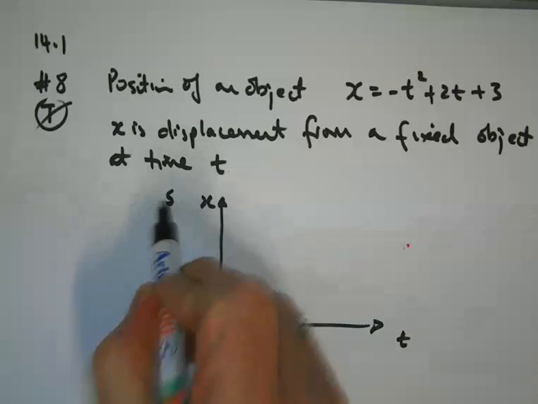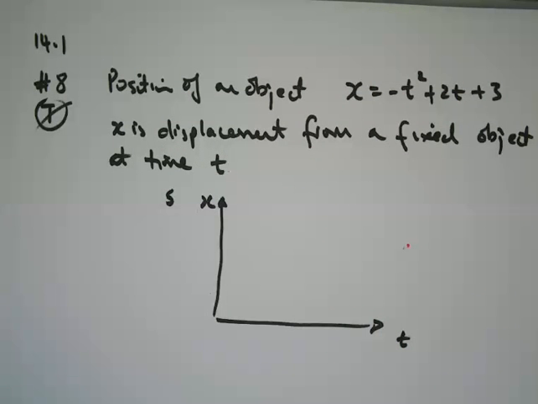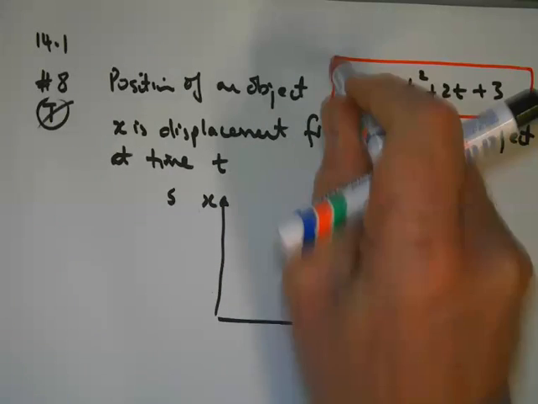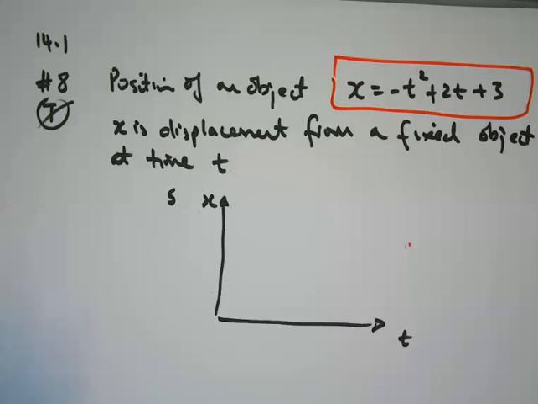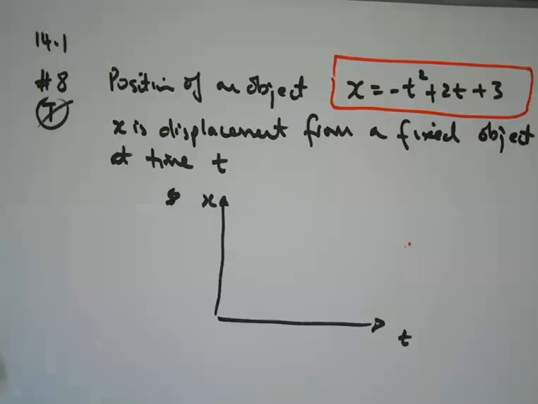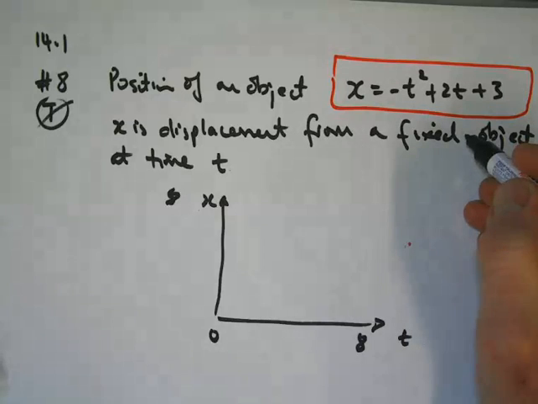Sometimes the book will use S instead of X. Sometimes it will use X. In this particular example, the position has been defined by the rule x equals minus t squared plus 2t plus 3. So we have x in this particular case. Part A says sketch the position time graph from 0 to 8. Okay, so I've got to sketch this parabola.